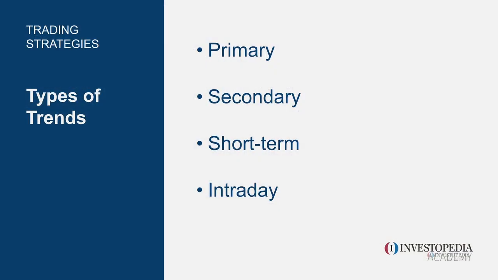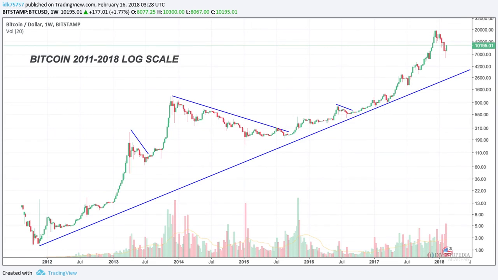So let me give you an example of Bitcoin. And this is a chart going back to 2011. And we're looking at Bitcoin here on a log scale. And what this log scale means is that on the y-axis, the distance here is separated by percent moves. So it means that a move from, let's say, 100 to 190 is going to be the same move as 1,000 to 1,900 on this chart.